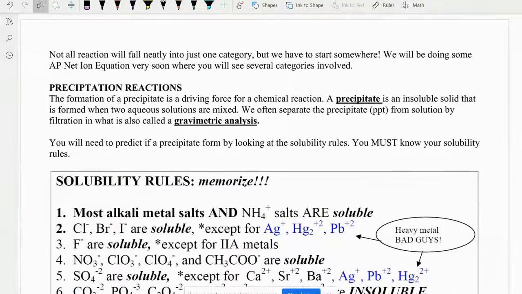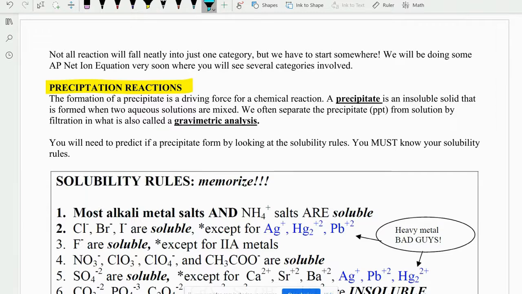So before we begin, the first type of reaction we are going to talk about is something called a precipitation reaction. You've probably heard of something called a precipitate form. Well, precipitation reactions are a primary, huge type of chemical reaction in chemistry that you need to know.